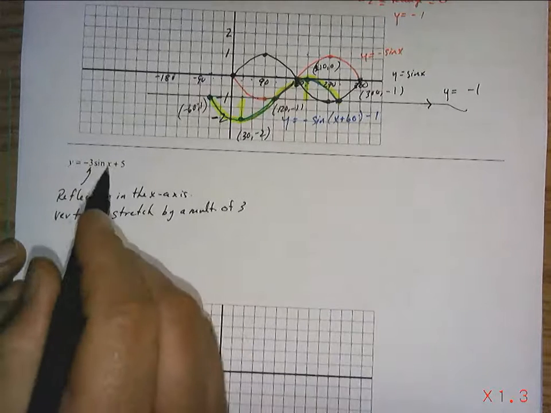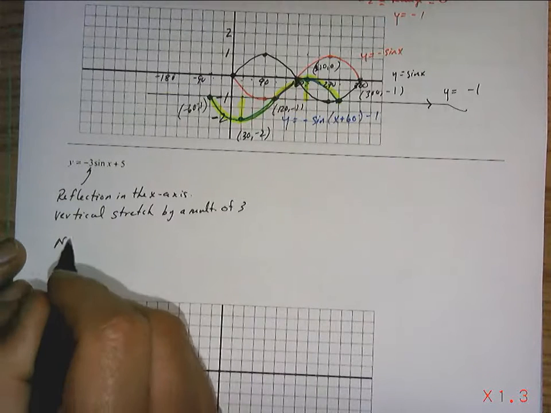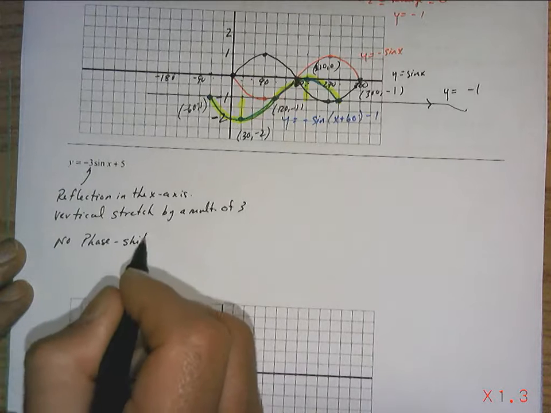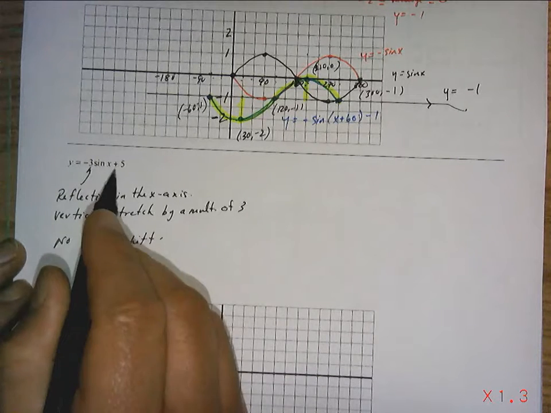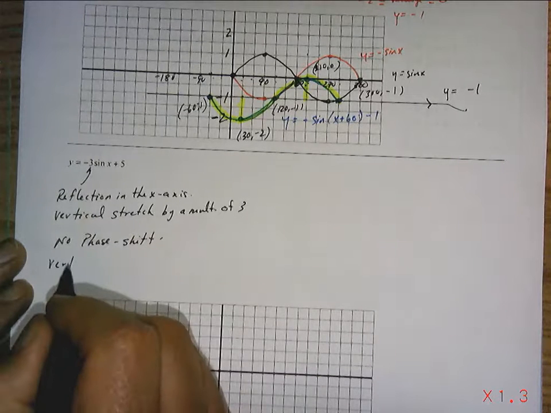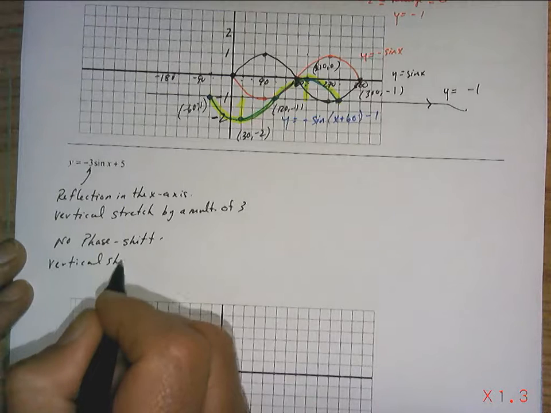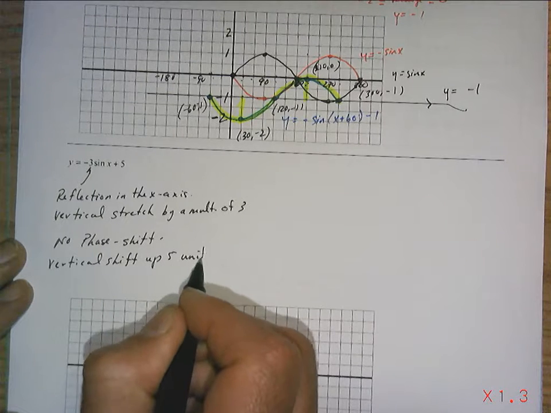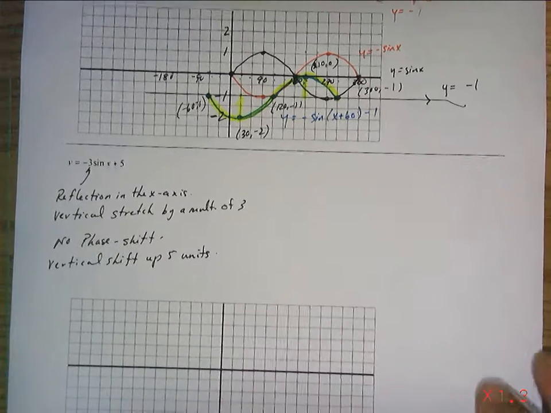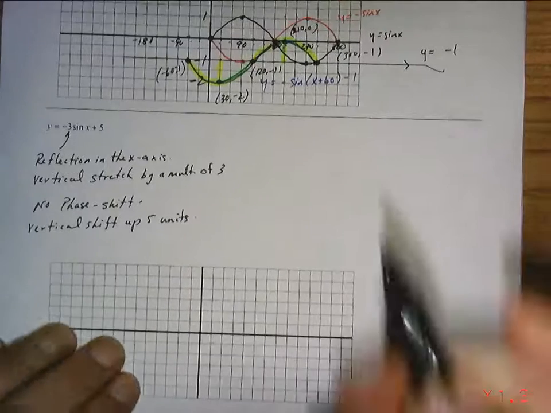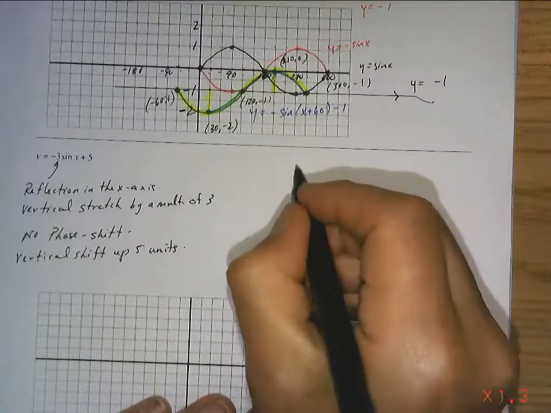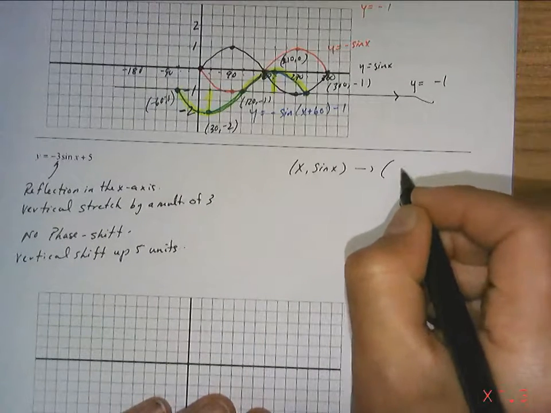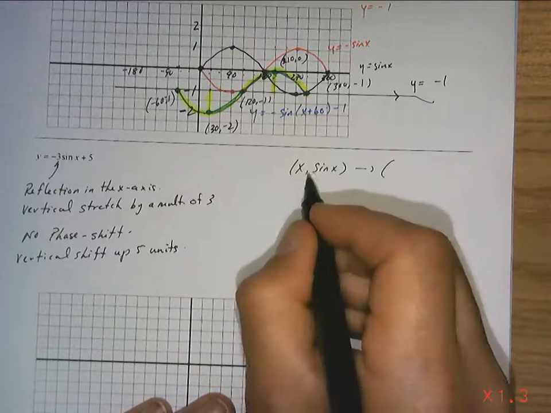Now it's also going to move a little bit more. The phase shift, there's nothing inside with the x. So there is no phase shift. None. But we do have a vertical shift up 5 units. Okay, so how am I going to do this one? Let's do it with point notation first. So point notation is x comma sine x.